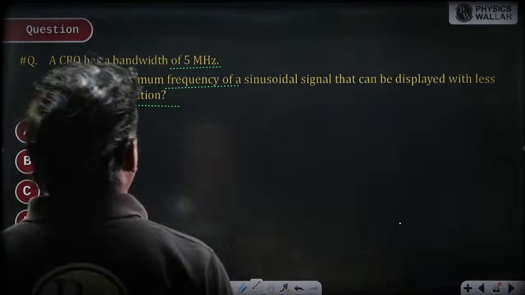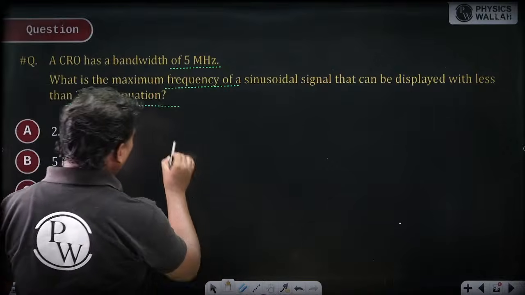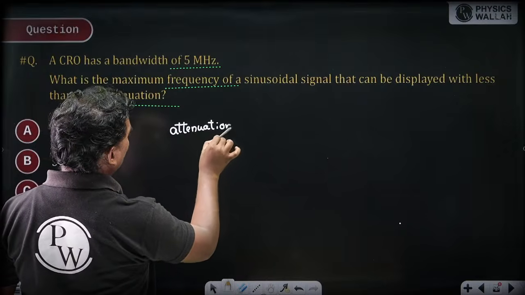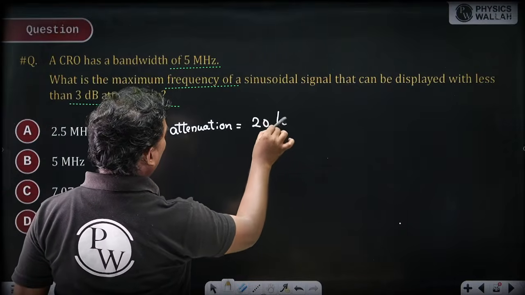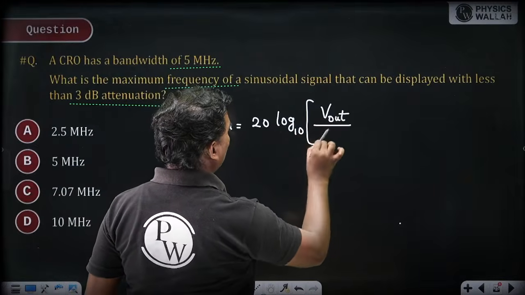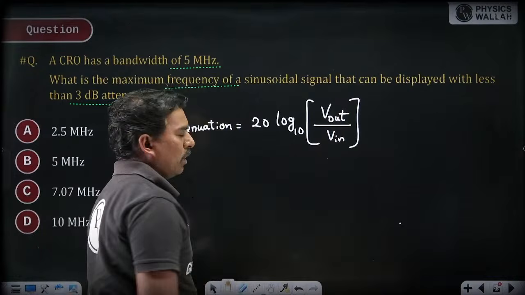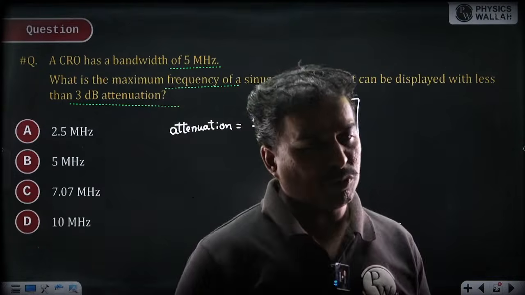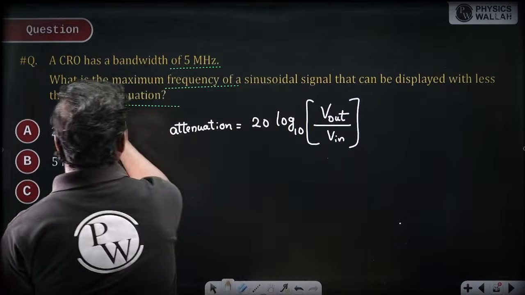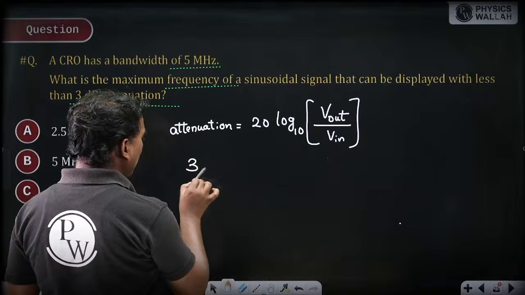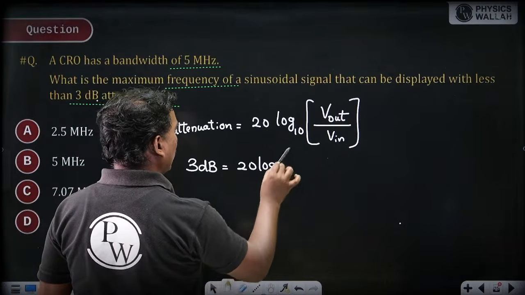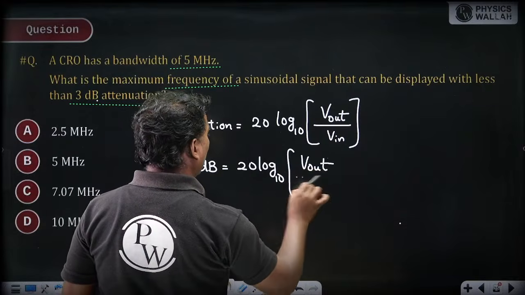See here, very good question. Actually, he has given attenuation. Attenuation is given in decibels. So the attenuation formula is 20 log base 10 of V out by V in. Am I right or not? That is the basic formula of attenuation. So 3 decibels means 20 log base 10 V out by V in.